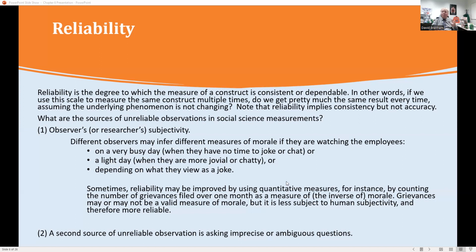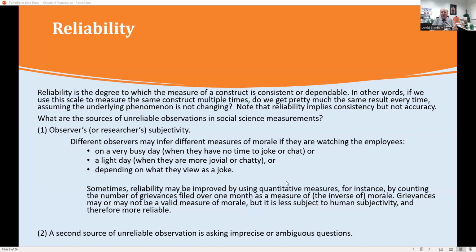Sometimes reliability may be improved by using quantitative measures instead of observers, for instance, by counting the number of grievances filed over 1 month as a measure of morale. If you have more grievances, you have less morale. Grievances may or may not be a really valid measure of morale, but it is less subject to human subjectivity, and therefore that may be a more reliable type of measure. The problem may be that it's not actually measuring the concept of morale that you want to measure. Looking at grievances by itself may not be a good measure of morale.